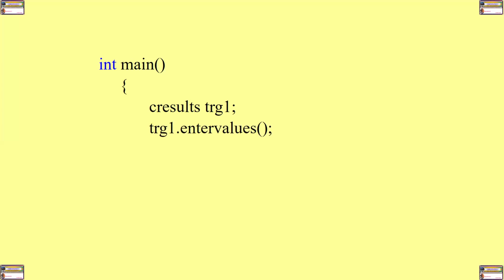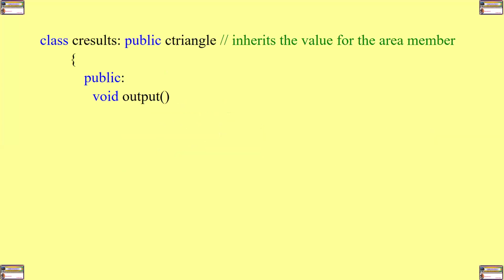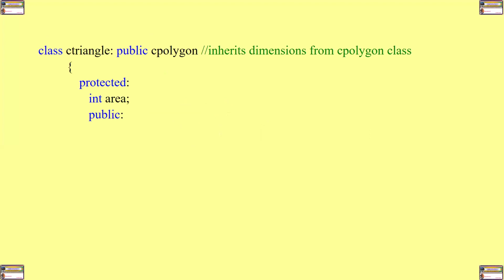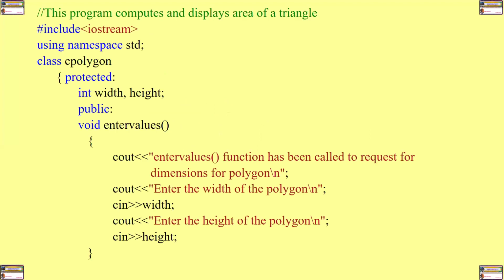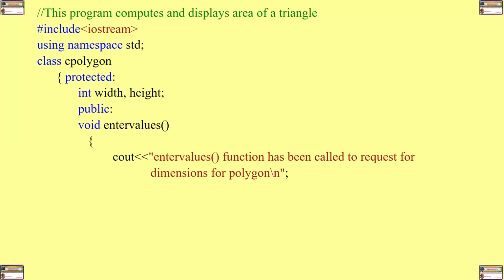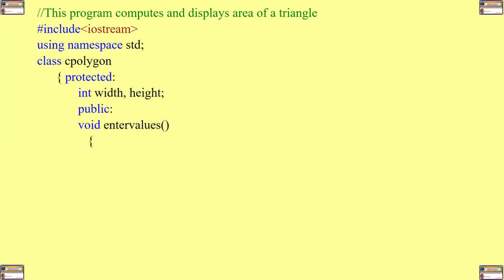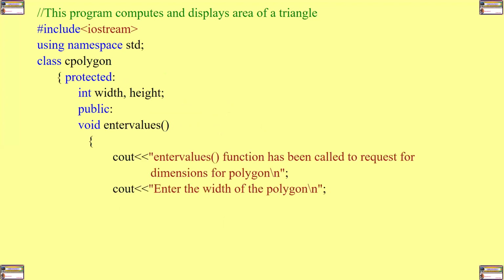Now from there, we can invoke the method called enterValues through the object, the instance of CResults. Once this statement is invoked, the compiler will go and execute the method in the class called CPolygon. So this is the function that will be executed.